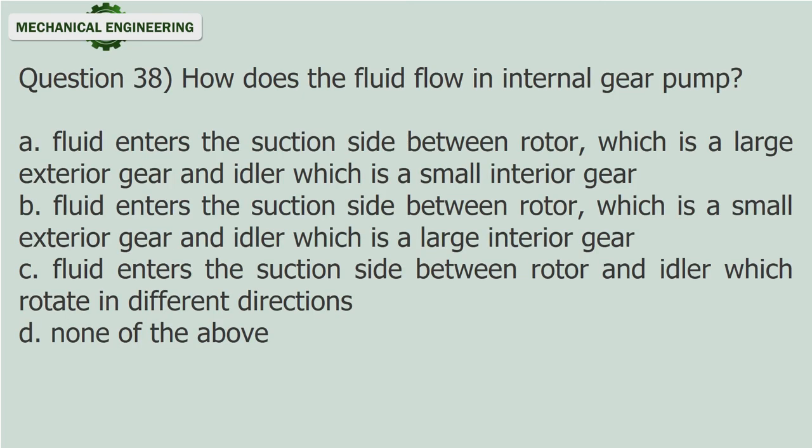Question 38. How does the fluid flow in internal gear pump? A. Fluid enters the suction side between rotor, which is a large exterior gear, and idler, which is a small interior gear. B. Fluid enters the suction side between rotor, which is a small exterior gear, and idler, which is a large interior gear. C. Fluid enters the suction side between rotor and idler, which rotate in different directions. D. None of the above.